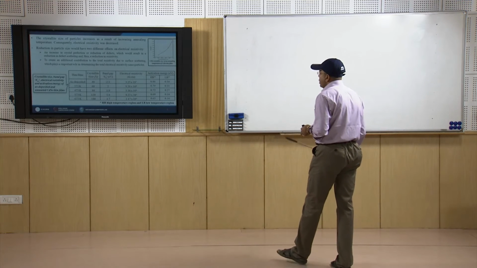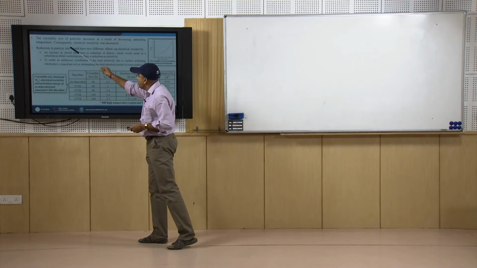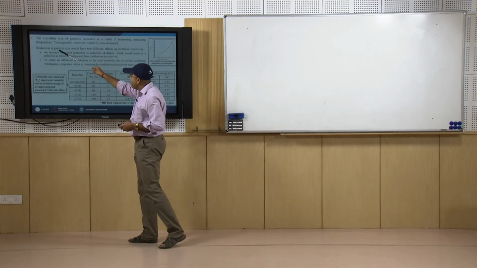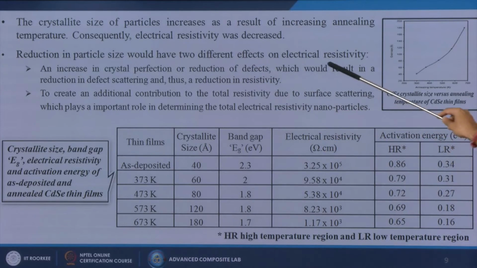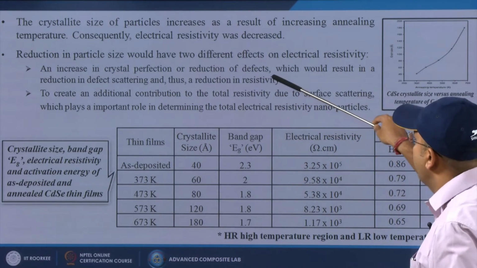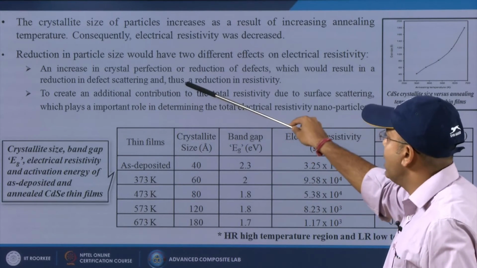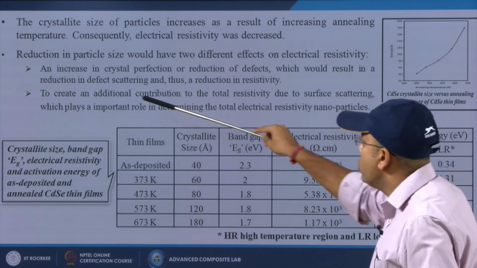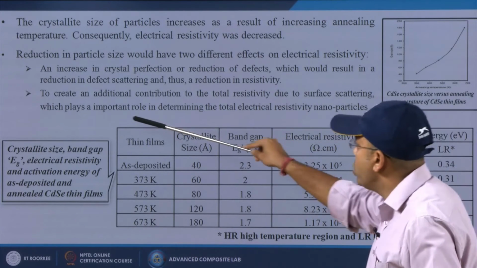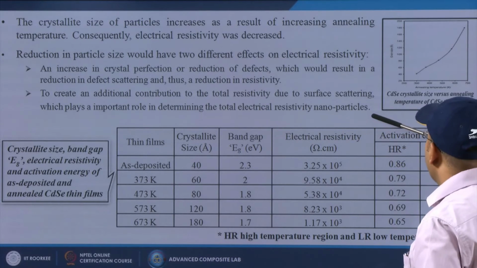The crystallite size of particles increases as a result of increasing annealing temperature, consequently electrical resistivity decreased. Reduction in particle size would have two different effects on electrical resistivity: an increase in crystal perfection or reduction of defects, which would result in a reduction in defect scattering and thus a reduction in resistivity; and an additional contribution to the total resistivity due to surface scattering, which plays an important role in determining the total electrical resistivity of nanoparticles.